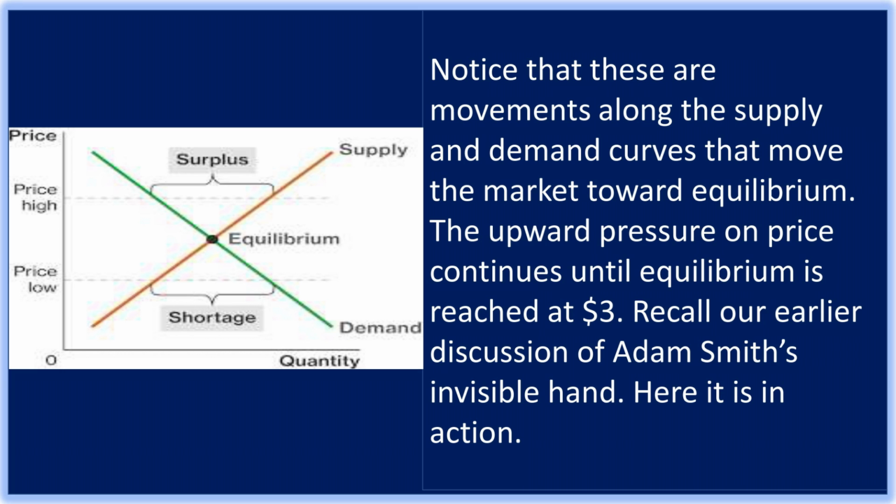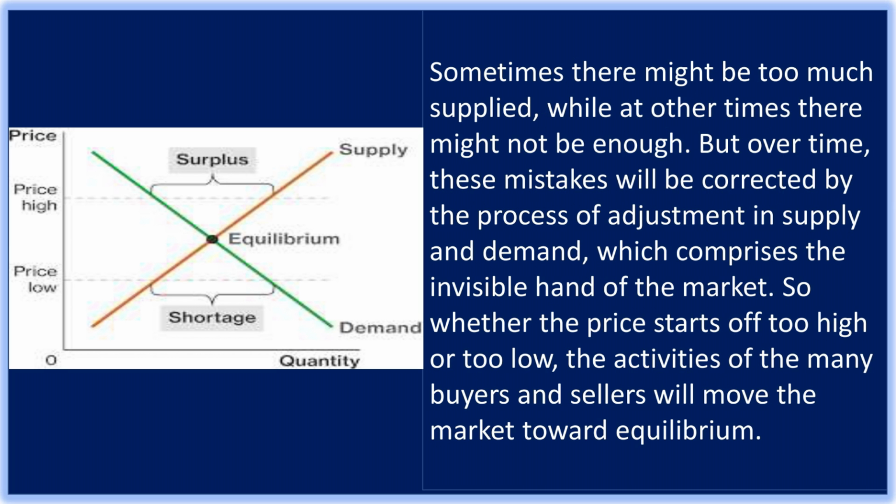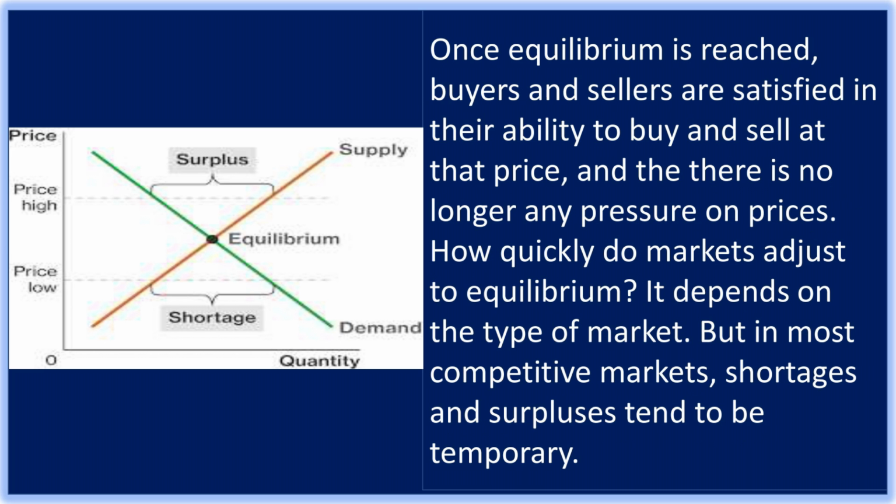Going back to our earlier discussion of Adam Smith's invisible hand, here it is being used. Sometimes there might be too much supplied, while at other times there might not be enough. But over time, these markets will be corrected by the process of adjustment in supply and demand, which comprises the invisible hand of the market. So whether the price starts off too high or too low, the activities of many buyers and sellers will move the market towards equilibrium. Once equilibrium is reached, buyers and sellers are satisfied in their ability to buy and sell at that price, and there is no longer any pressure on prices.